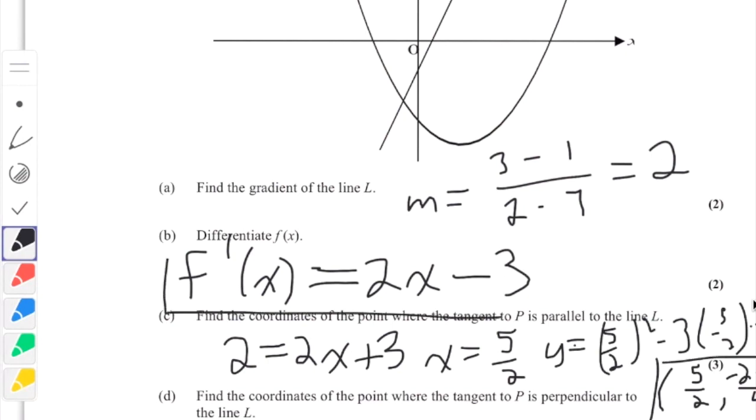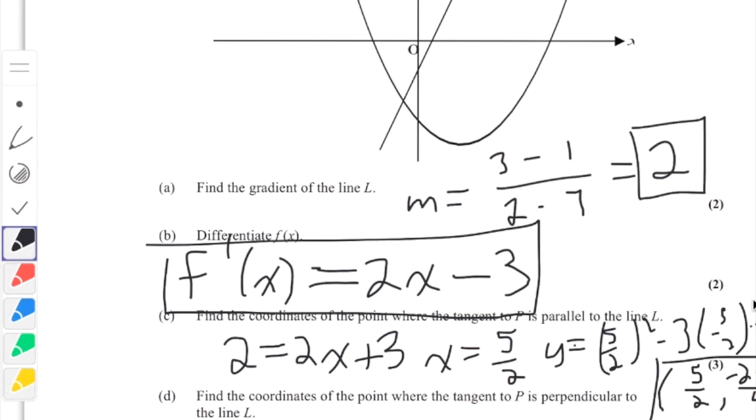Putting boxes around my answer so they're easy to find for the examiners. Question D, find the coordinates of the point where the tangent to P is perpendicular to the line L. So basically, we're looking for a line that crosses L at a right angle. And again, we're going to find the x value.